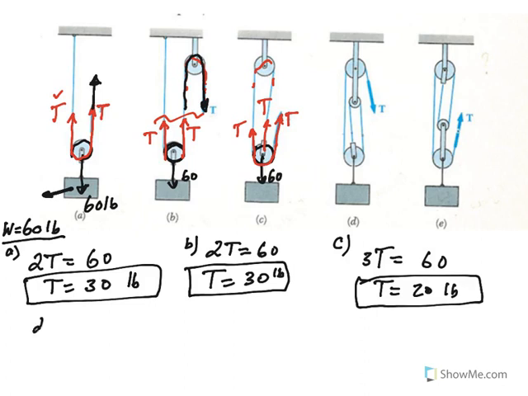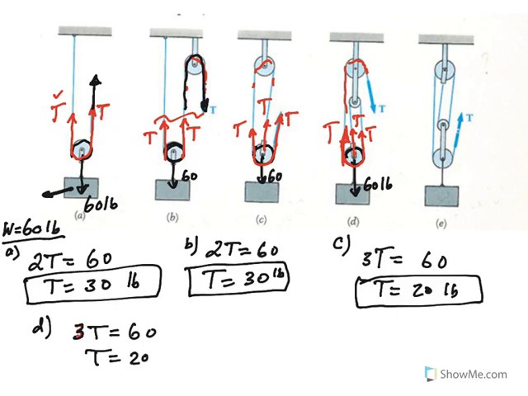Let's take a look at D, guys. Again, we'll look at the free body diagram. 60 pounds here. This cable tension is the same everywhere, so this is T, this is T, this is T. So, kind of like C, even though it's a different way of applying the load, 3T is equal to 60, therefore T equals 20 pounds. So you see, again, C and D are the same situation, like A and B were the same situation. Now, E is going to be a little bit different.